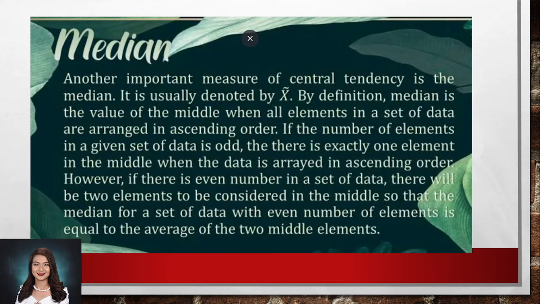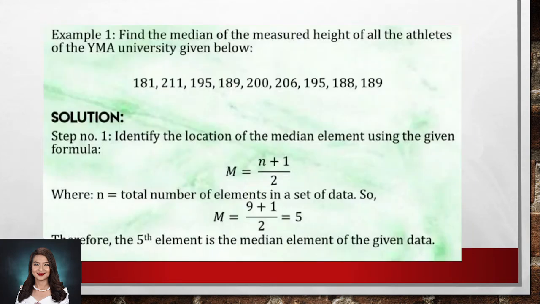However, if there is an even number of elements in a set of data, there will be two elements to be considered in the middle, so the median for a set of data with an even number of elements is equal to the average of the two middle elements. So in this example, we're going to find the median of the measured height of all the athletes of the YMA University given below. So our data is 181, 211, 195, 189, 200, 206, 195, 188, 189.